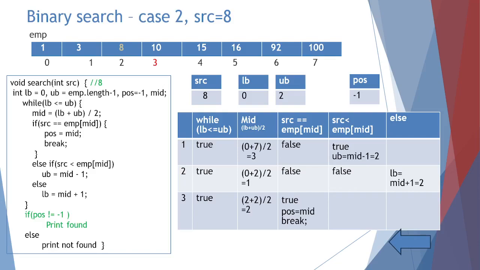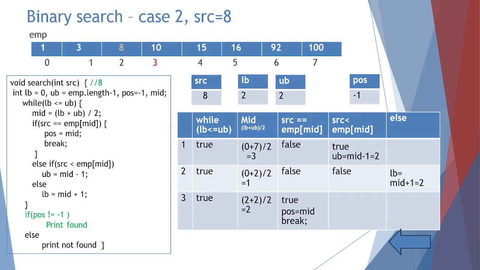Current mid is 1. Mid plus 1 is 2. So LB becomes 2. Third iteration. LB less than or equivalent to UB. Yes, 2 less than or equivalent to UB. So mid would be 2 plus 2 divided by 2. That is equal to 2 only. So mid is 2 and we are searching again.